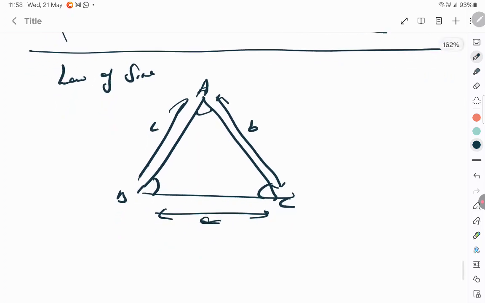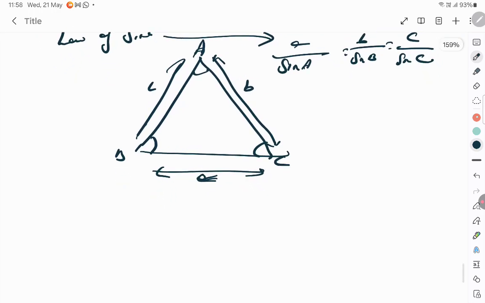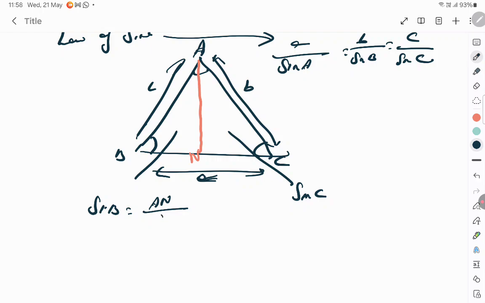These are the sides. The law of sines means side a by sin A is equal to b by sin B is equal to c by sin C, and how to prove that? To prove that, you have to construct a perpendicular AN. You can do sin B from this triangle and sin C from this triangle, where sin B is opposite, which is AN, by hypotenuse, which is c for this triangle, and sin C is opposite, which is AN, by hypotenuse b.